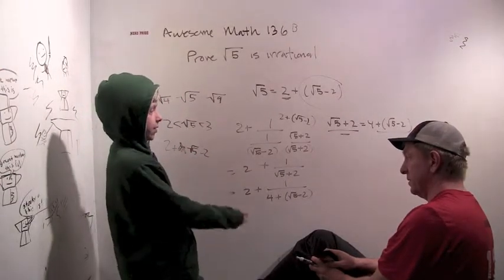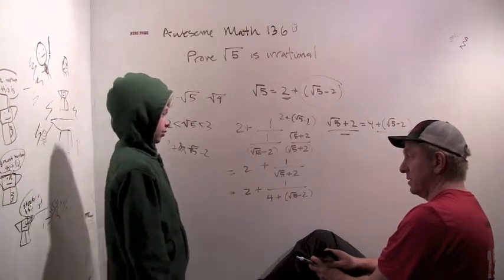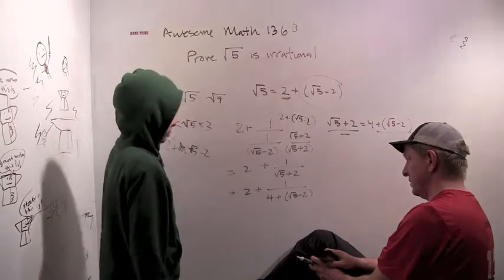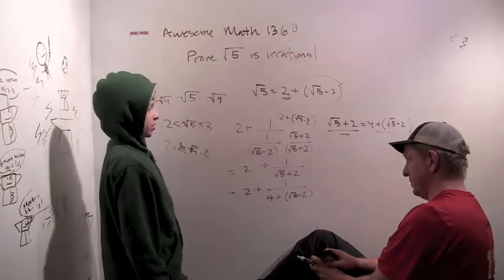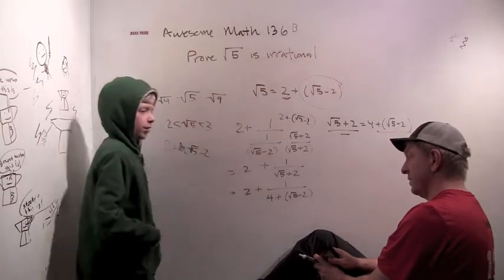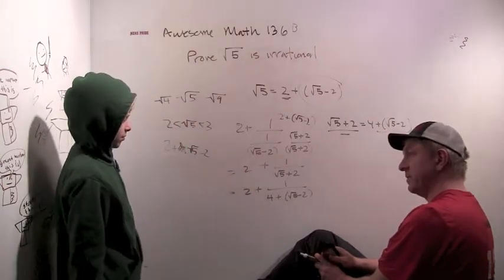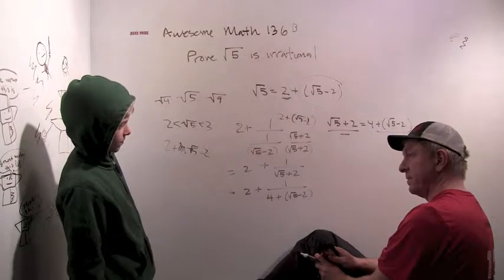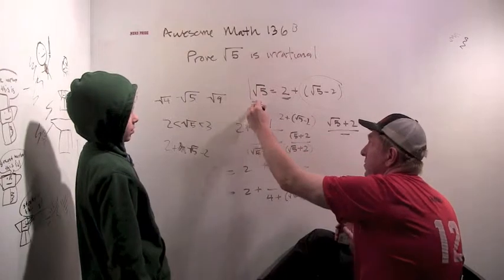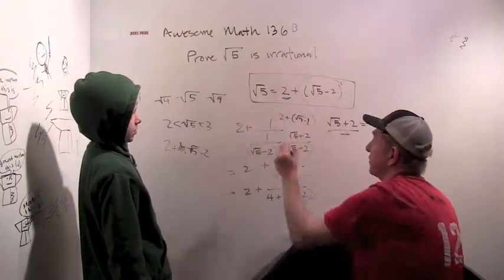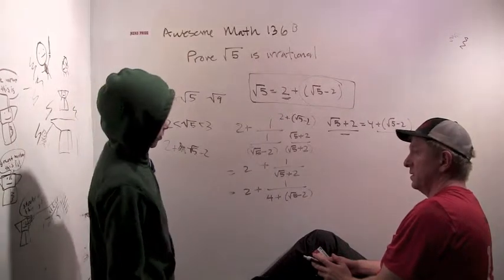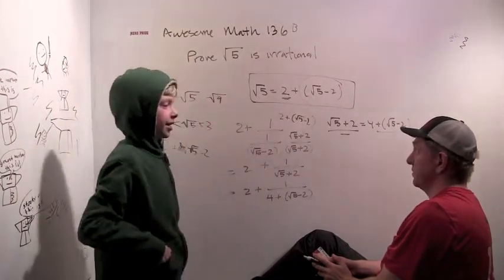Well, now we have to flip it. What do we have to flip? We have to flip 4 plus the square root of 5 minus 2. Not quite. We have to flip 1 over that. Not quite. What did we flip before when we had this? When we had 5 equals 2 plus square root of 5 minus 2. What part did we flip? We flipped the square root of 5 minus 2.